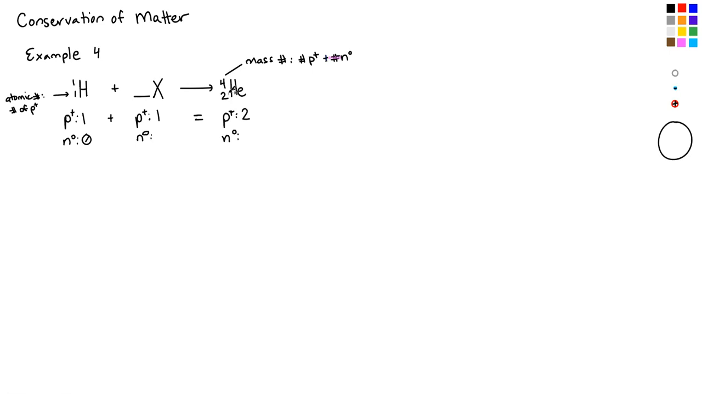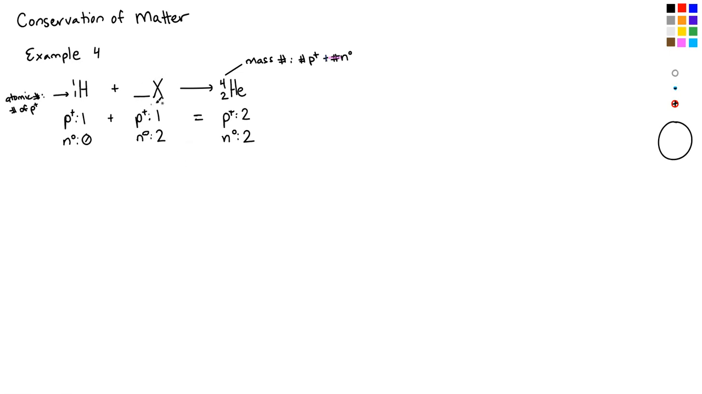Over here, I have a mass number of 4, so protons and neutrons are 4, and I have 2 protons. So I know 2 of these have to be protons. I can just take 4 minus 2 to know that I have 2 neutrons. And so now I can easily say, oh, well, if I have 2 neutrons on this side, I must also have 2 neutrons on this other side. And so I can fill it in right here.